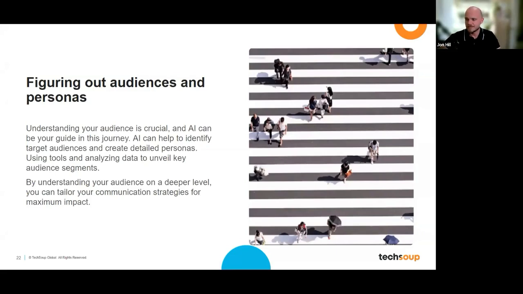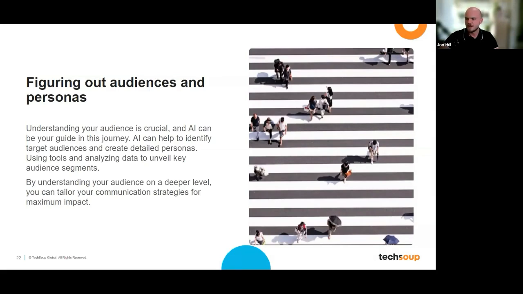AI is a tool that can analyze this data from its various sources to identify the distinct audience segments that you may have. These segments might be based on demographics, interests, online behavior, or even donation patterns. By discovering these segments, you can move beyond that one size fits all approach that you may be utilizing right now and craft targeted communication that resonates with each different group. So again, quick scenarios.